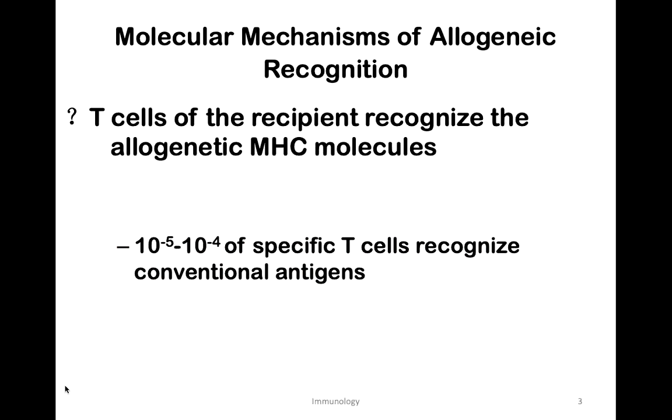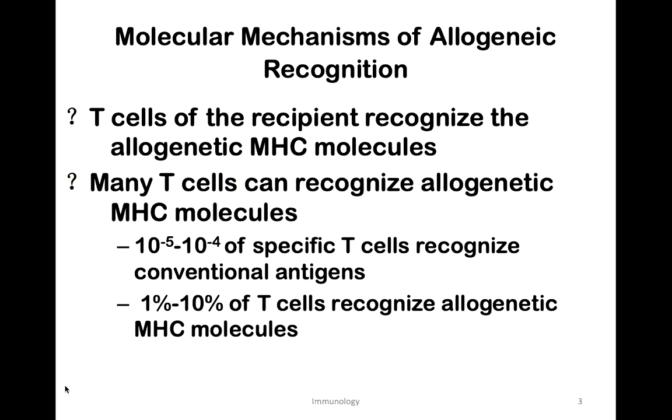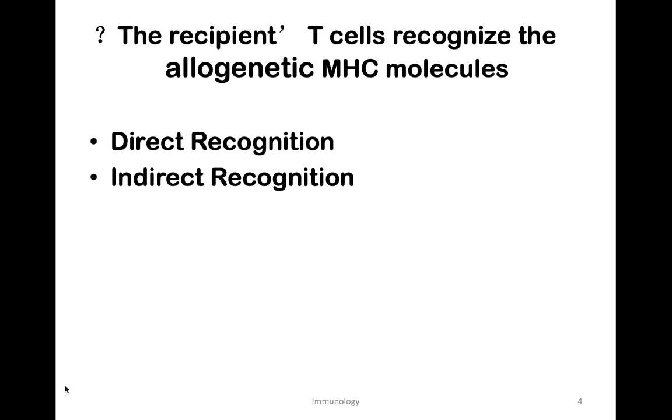Then, 10 to the 4 to 10 to the 5 T cells are specific for conventional antigens, whereas 1 to 10% of T cells recognize allogeneic molecules. They have the capacity to recognize them. So many T cells can recognize allogeneic MHC molecules and then mount a response against them. So recipient T cells recognize the allogeneic MHC molecule.